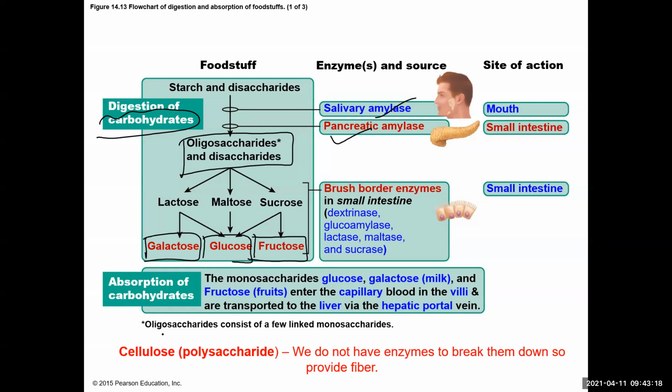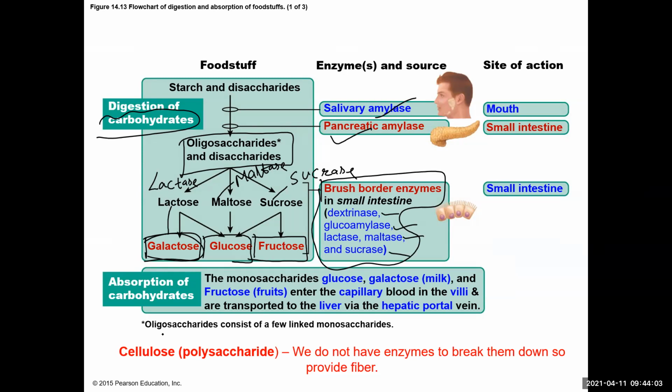Sucrose, which is a disaccharide, will be converted into glucose and fructose by the action of the enzyme called sucrase. Maltase will convert maltose into glucose units. Lactase will convert lactose into galactose and glucose. Dextrinase, glucoamylase, lactase, maltase, and sucrase are the brush border enzymes.